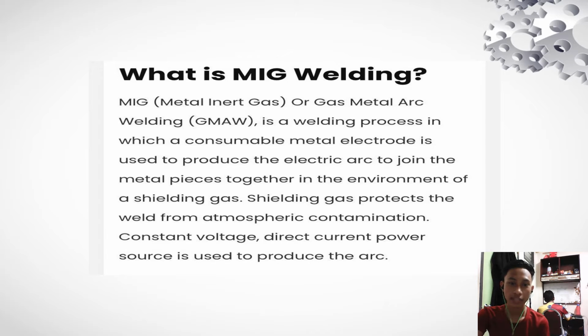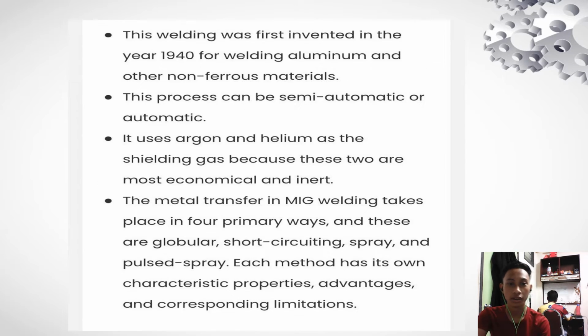It's a welding process in which a consumable metal electrode is used to produce the electric arc to join the metal pieces together in the environment of a shielding gas. Shielding gas protects the weld from atmospheric contamination. A constant voltage direct current power source is used to produce the arc.